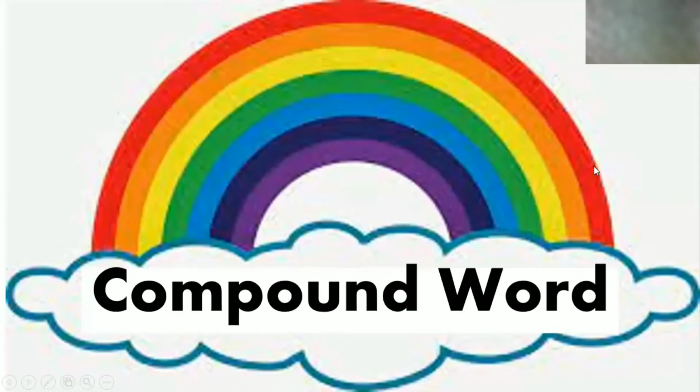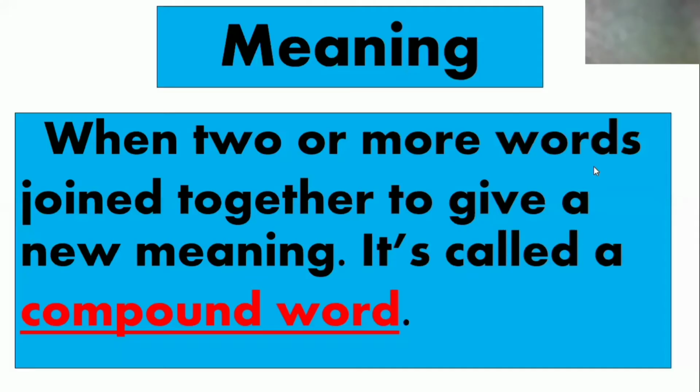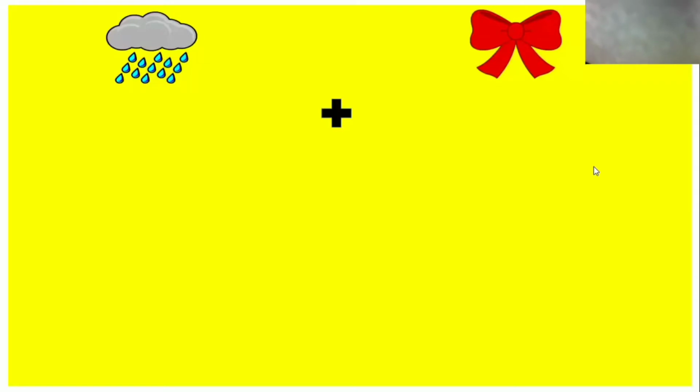Hello everyone. Our topic for today is about compound words. What is the meaning of compound word? When two or more words join together to give a new meaning, it's called a compound word. Once again, when two or more words join together to give a new meaning, it's called a compound word. Look at the example.